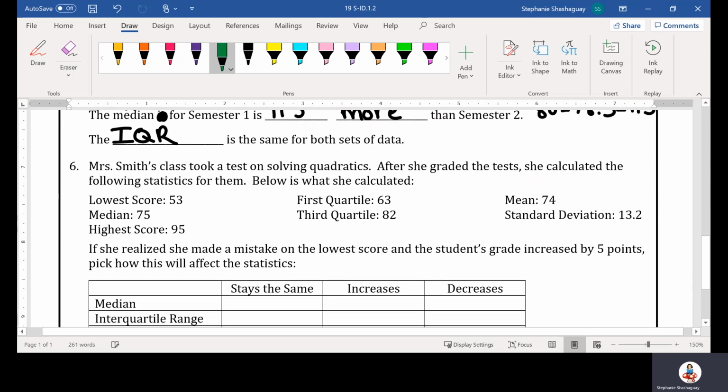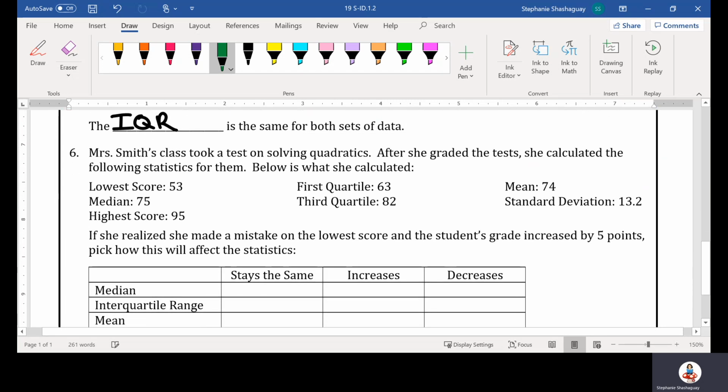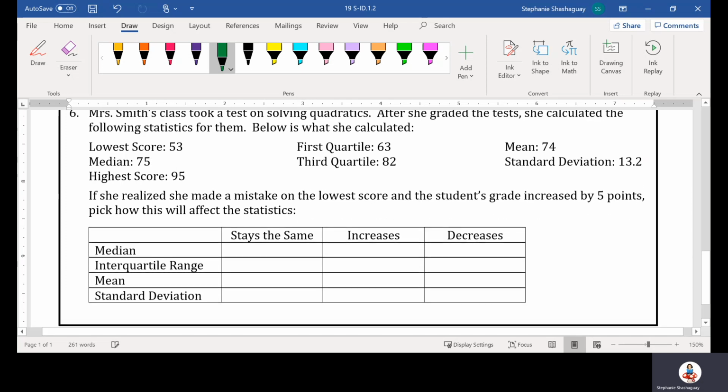Number 6, Mrs. Smith's class took a test on solving quadratics. After she graded the tests, she calculated the following statistics for them. Below is what she calculated. Our lowest score is 53. The first quartile is 63. The mean is 74. Your median is 75. Third quartile is 82, standard deviation 13.2, and your highest score is 95.